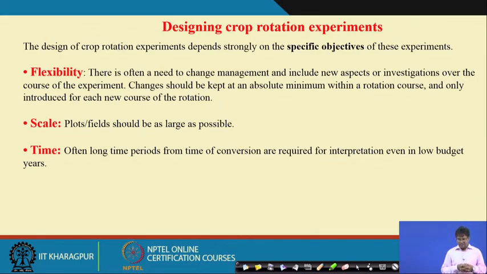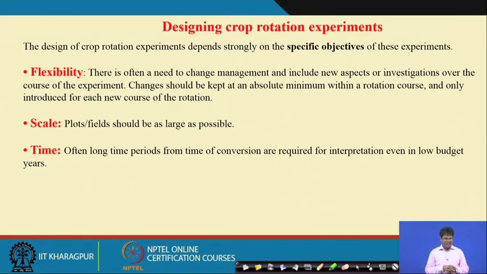Flexibility. There is often a need to change management and include new aspects of our investigations over the course of the experiment. That means there should be some room to make changes, additions or deletions of some of the components as and when needed. Changes should be kept to an absolute minimum within a rotation course. Small changes can be accommodated, so the system should be flexible to accommodate some changes as and when needed during the course of the investigations.